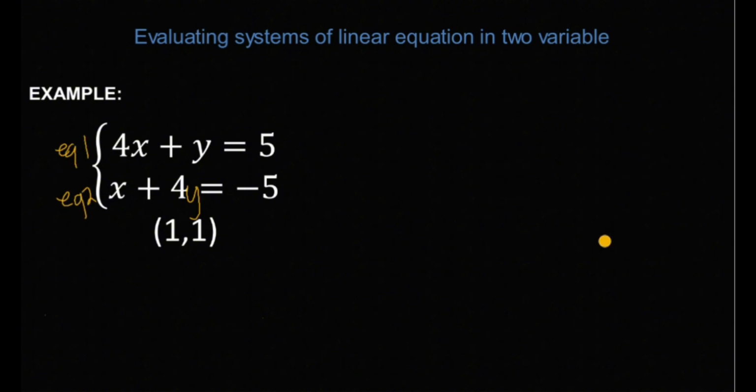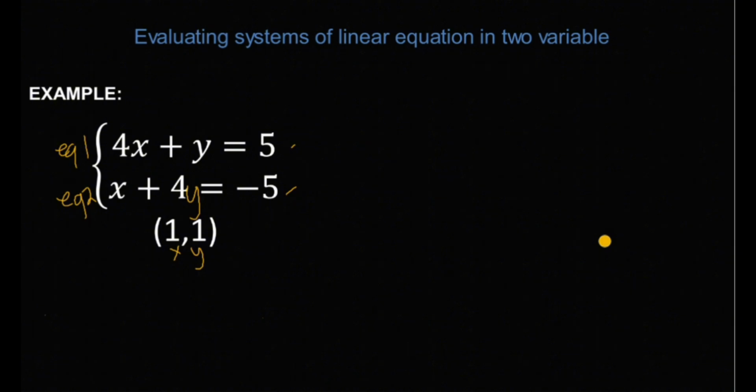Okay? So let's go ahead and try to evaluate if the given point (1, 1) is a solution to our system. The process here is substitution and simplification only. All you have to do is substitute the values of x and y of your point into the equations in the system. Substitute it first into your first equation, followed by the second equation.